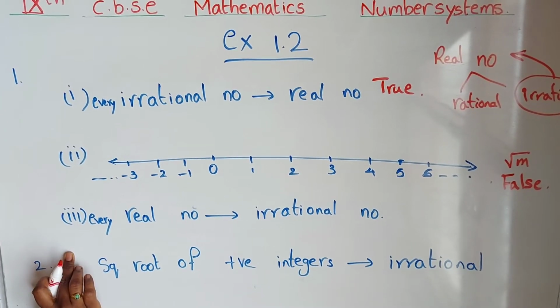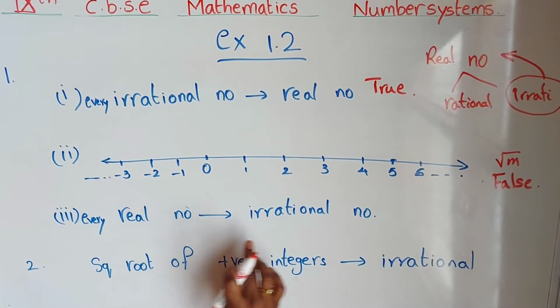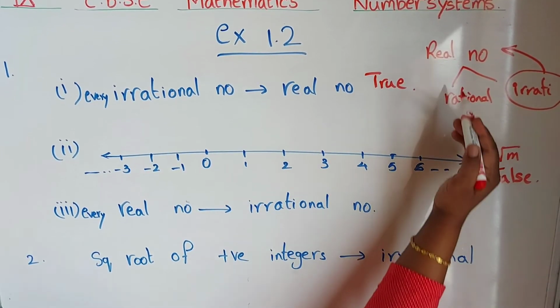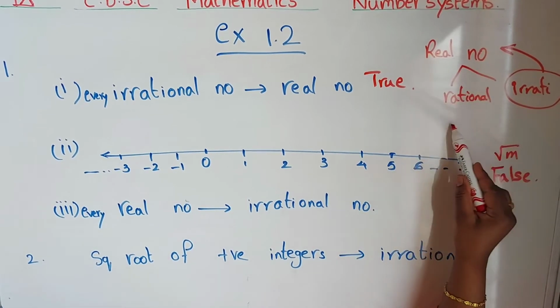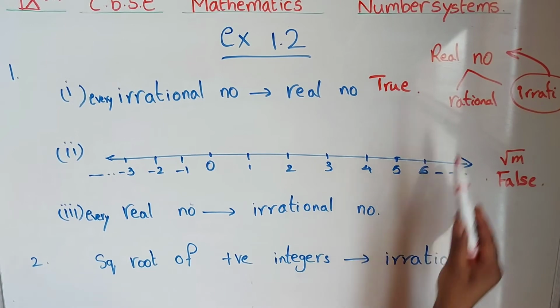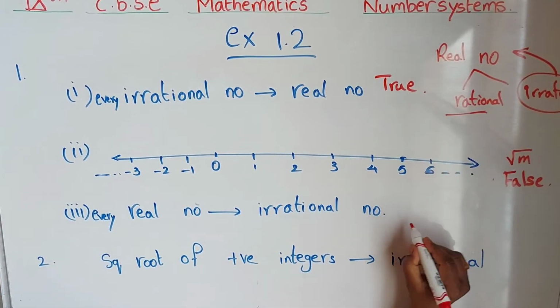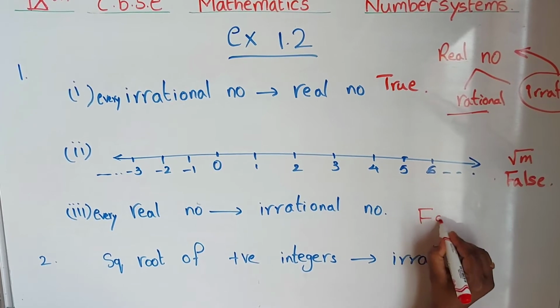Next, third question. Every real number is an irrational number. See here, real numbers are of two types, one is rational and the other is irrational. Every real number is irrational? No. Real numbers consist of rational numbers also. So this statement is false.